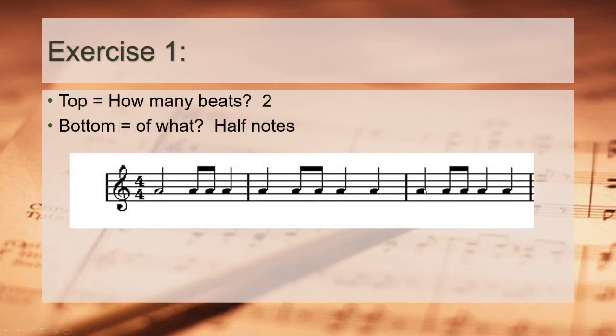Right, let's quickly have a look at one or two exercises for you all to practice this on. So, this is our first exercise, and the first thing we need to ask, this is wrong, this is wrong. Okay, so the first question, top, how many beats? In this case, it's 4. It's not 2, that is wrong. And of what? Quarter notes.